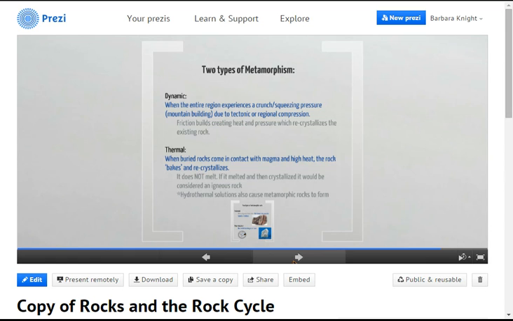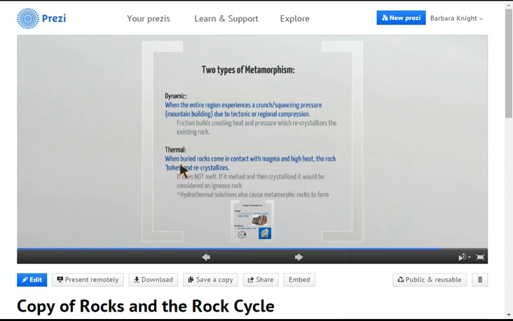Okay, so pretty much what I was saying, dynamic metamorphism is when the entire region experiences a crunch or squeezing pressure, such as mountain building, due to tectonic or regional compression. So tectonic just means the movement of the different plates, and so those types of movements cause enormous amounts of pressure and heat to build up due to the friction of the tectonic plates or the mountain building. And it causes the recrystallization of the existing rock without melting.